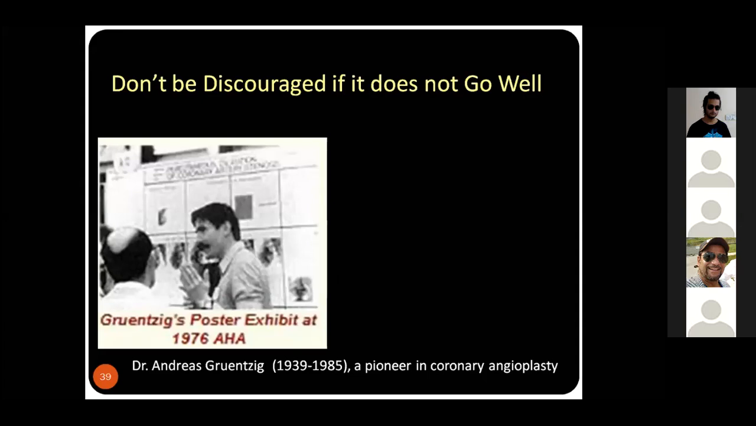Dr. Andreas Grüntzig is the famous radiologist and cardiologist from Germany, who was the first person to invent coronary angioplasty, all these stents which are put left and right all over the world. He wrote a paper and submitted it to the American Heart Association conference in 1976 in Florida. They rejected his paper, and because he pleaded, they gave him a poster presentation. And this is the gentleman showing that poster in the conference, explaining to the participants.